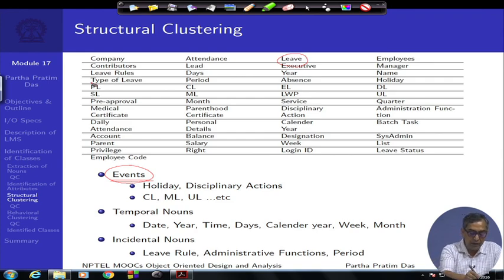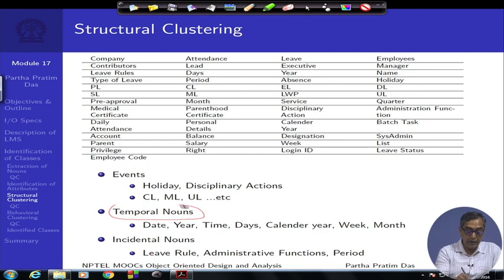Similarly, all the different types of leave as discussed are events. So is a holiday. Holiday is an event because that is a designated day on which the company does not work as a whole. Disciplinary action is also an event, because certain things are specifically done. So, events tell us these are the possible clusters that may be present here.